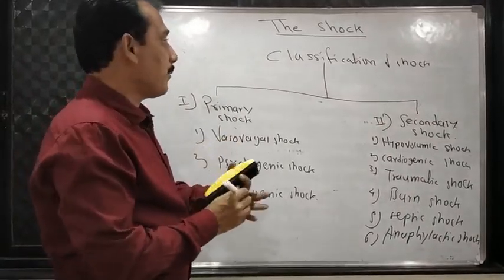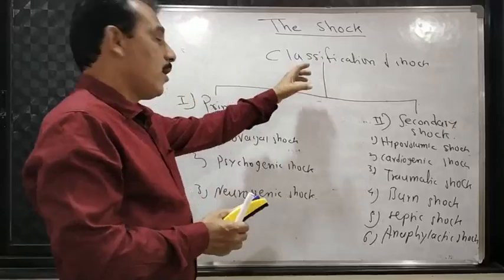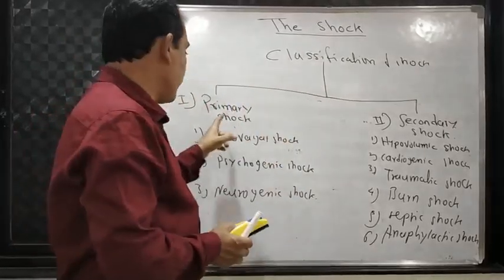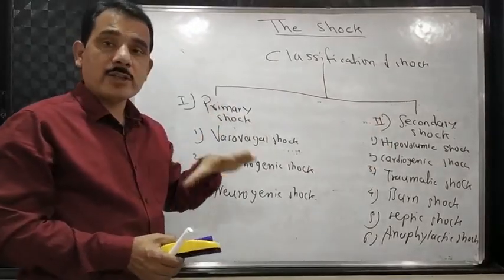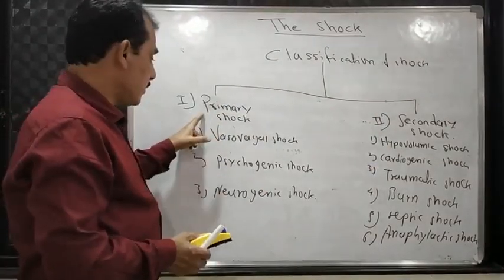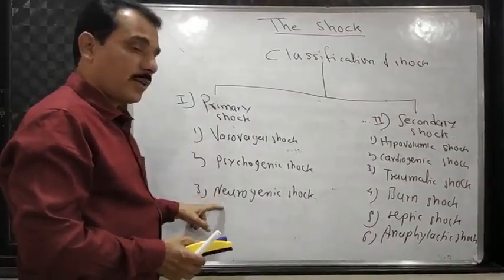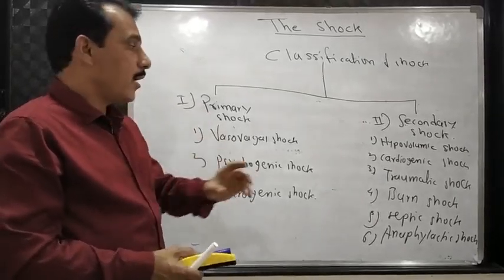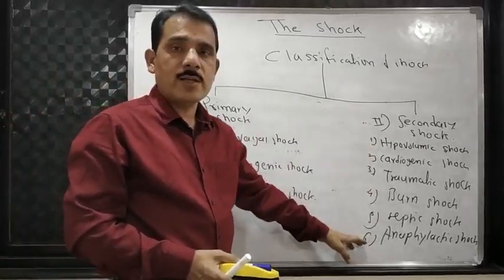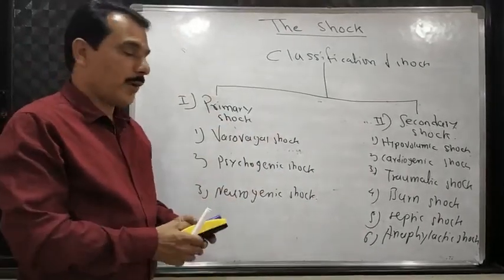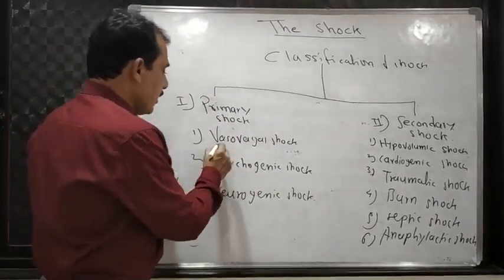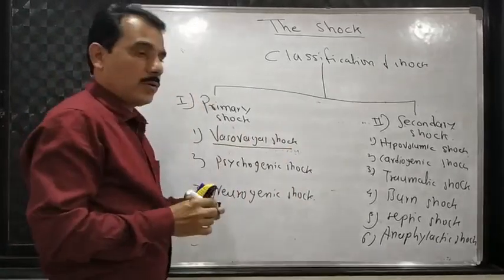The shock has been primarily classified on what basis? On the basis of occurrence: primary shock and secondary shock. Primary shock, on the basis of etiological classification, is classified into three types, and there are six types of secondary shock. First of all, we will see the primary shocks. In primary shock, the first one is vasovagal shock.